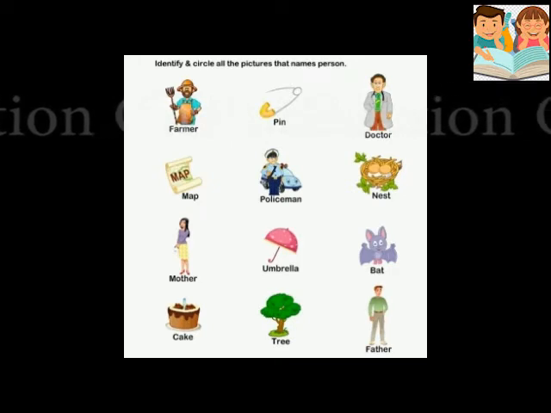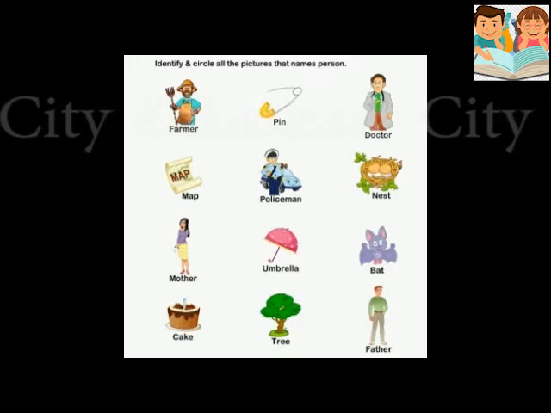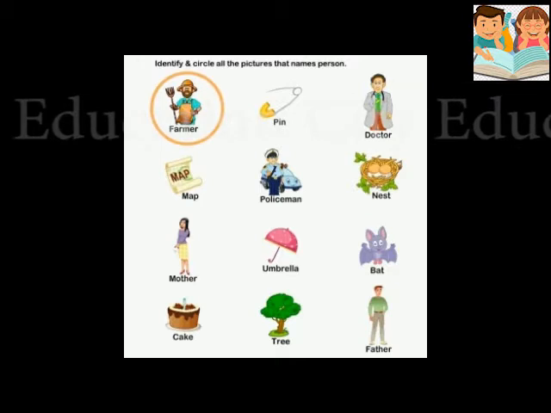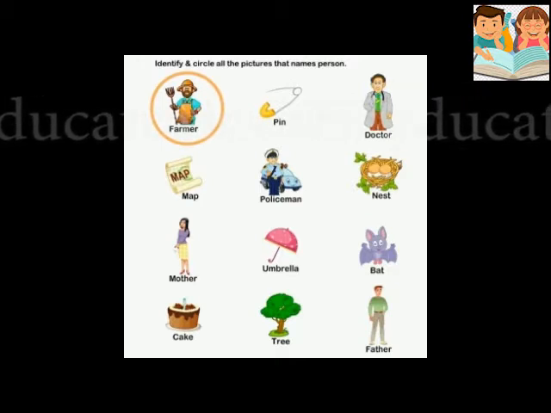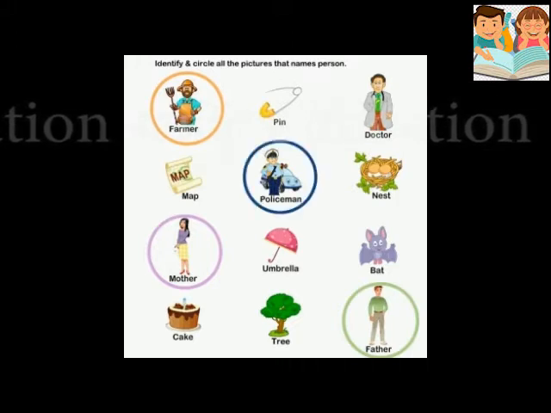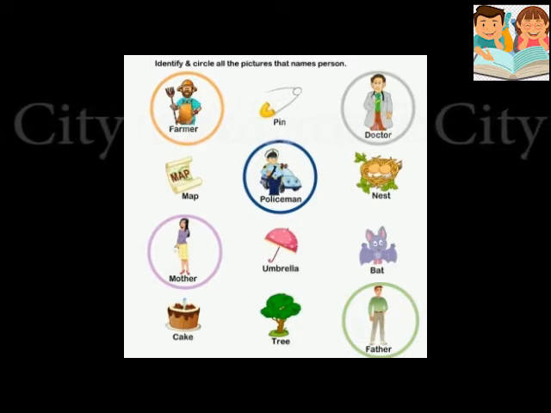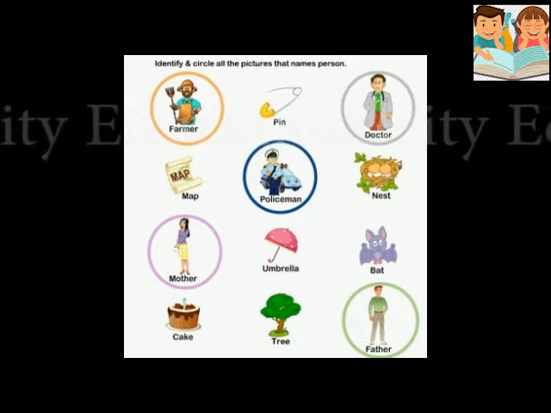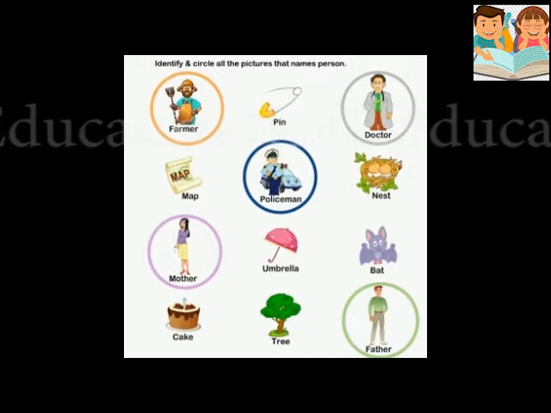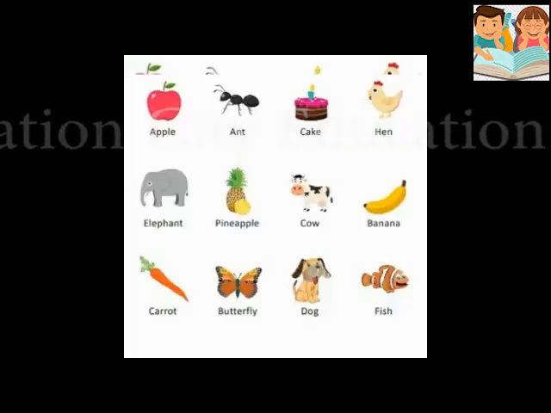Here find out the person's names and circle them. So here is farmer, mother, father, policeman and doctor. Wow, we have found the person's names. Good, excellent, mashallah.